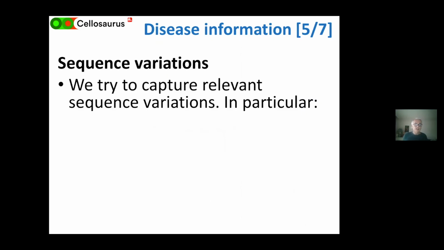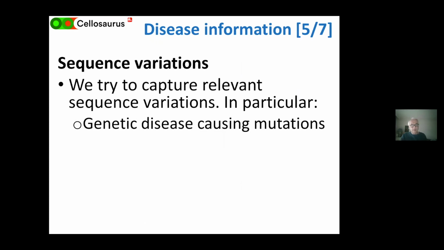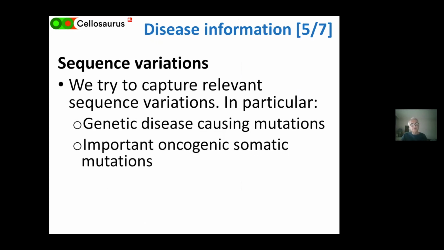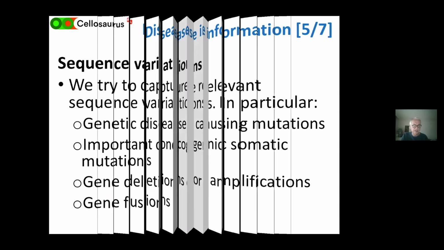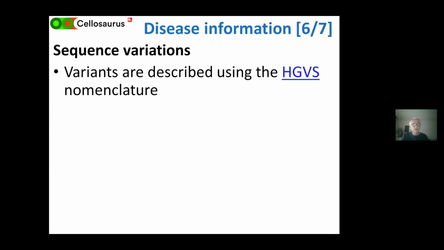Now, sequence variation is quite important. So we try to capture relevant sequence variation about genetic disease-causing mutations and important oncogenic somatic mutations. Important is important here. By this, I mean we don't want to recreate COSMIC. So we're not going to capture all somatic mutations in cancer cell lines. People can go from the Cellosaurus to COSMIC to get them. We also want to have gene deletion and amplification and gene fusion. Again, it's an important one. So we describe them using the HGVS nomenclature.